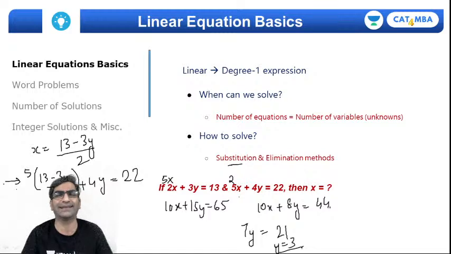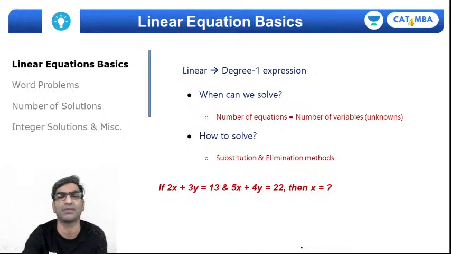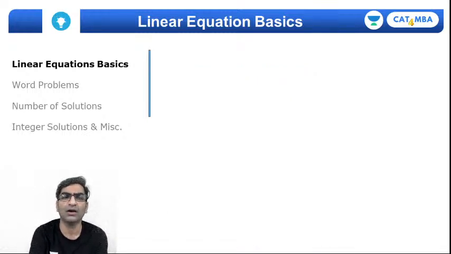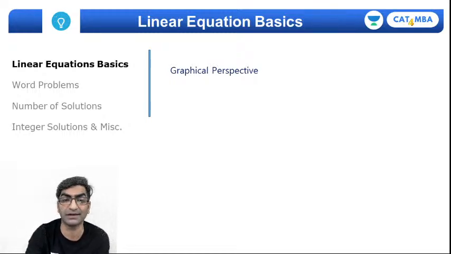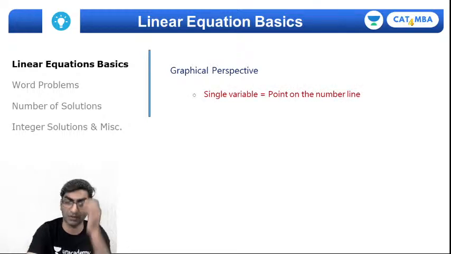But I think linear equations are easy to work with, right? As long as you have as many equations as the number of variables, it's not a big challenge. Okay, so then what exactly are we talking about? One more thing that you should keep in mind is the graphical perspective, right? What does a linear equation denote when it is plotted on a graph, right?